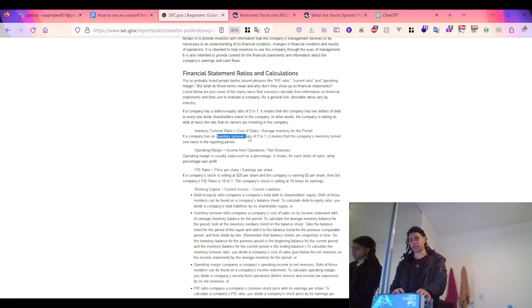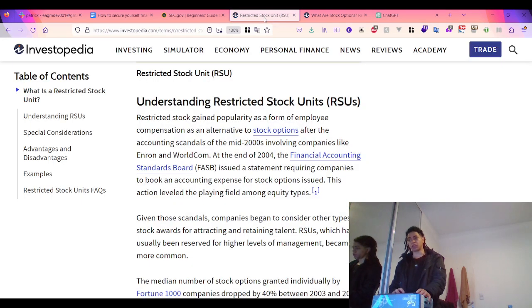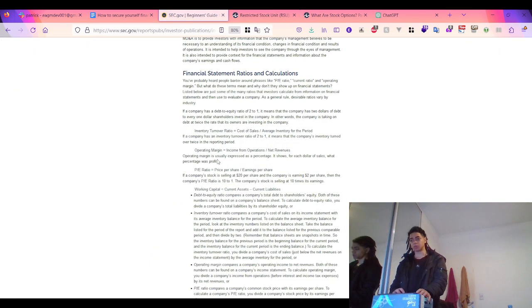So if that ratio is greater, a positive ratio, or a ratio above 1, that's a good sign because this company is replacing its inventory. The company is effectively managing its inventory and selling products relatively quickly. And then I look at the operating margin, income from operations divided by net revenue.